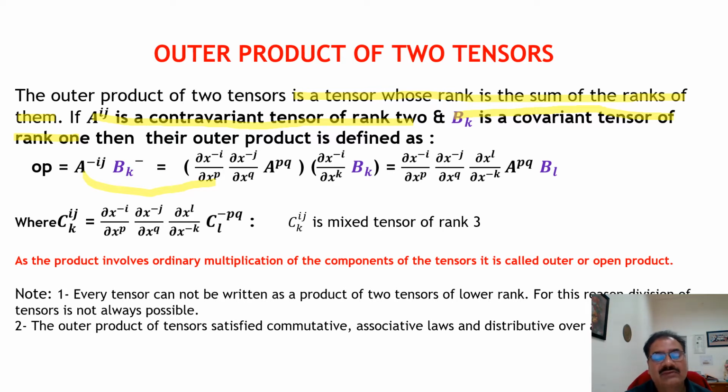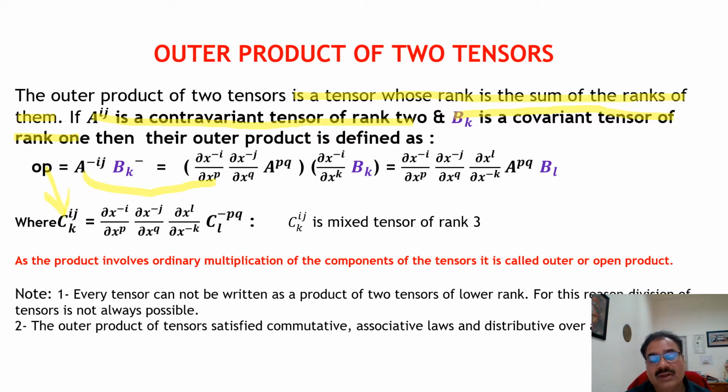Del x bar i, del x p, del x bar j, del x q, Apq, and then the covariant tensor of rank 1 you can define like this: del x bar i, del x k, Bk, and their outer product is again a mixed tensor of rank 3. So the outer product may be a mixed tensor of rank 3 here.